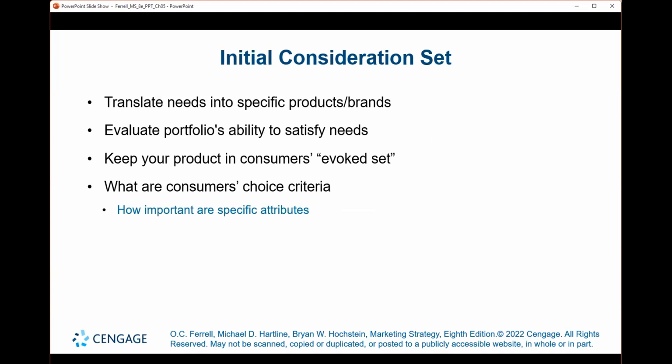The next thing we have is what's called the consideration set. So the needs usually start getting translated into particular products or brands. And so you look at the bundle of benefits that the consumer is desiring, and these are what are considered the framework of what they're looking for at that particular time.